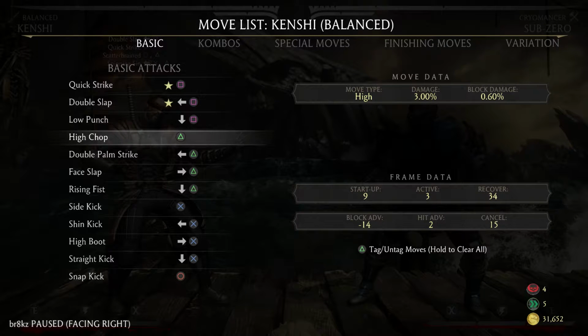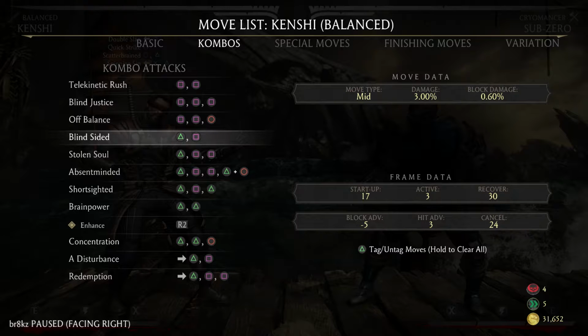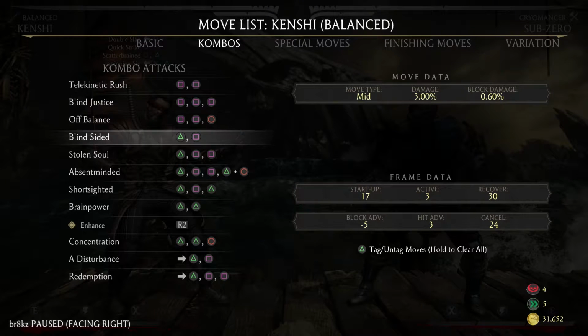Next, let's look at hit advantage. Hit advantage is the advantage you get from attacking the opponent and the attack completing. So although these combos take a lot to start up, their hit advantage is very small, only at 3.